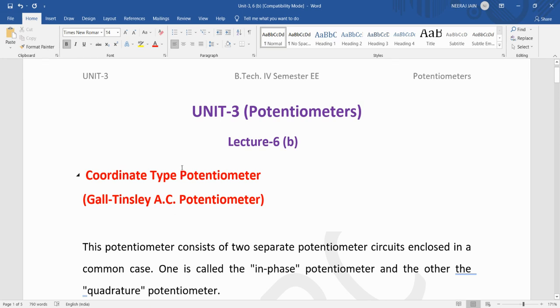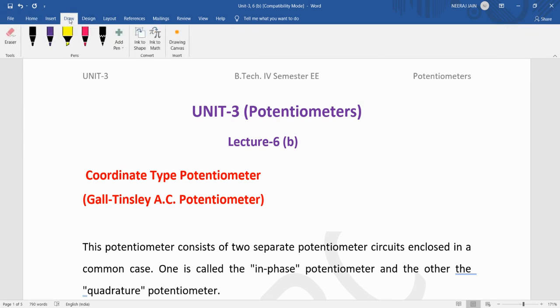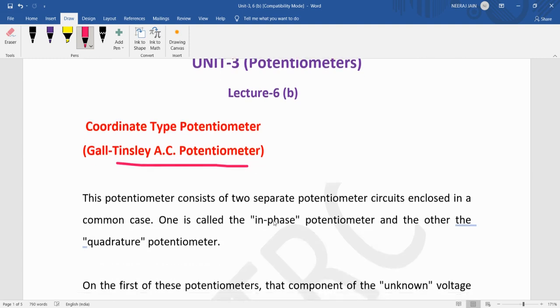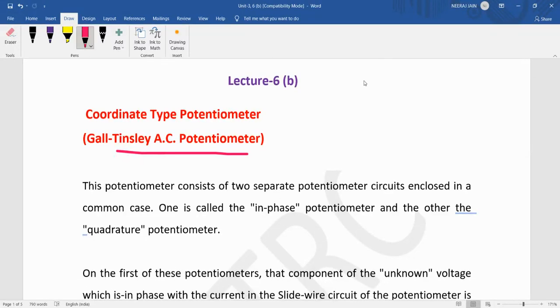Okay, dear students, today we are going to discuss the coordinate type potentiometer. Earlier, we discussed the polar type potentiometer, and the coordinate type potentiometer is the Gall-Tinsley AC potentiometer. So we are discussing it. Basically, in the coordinate type potentiometer, as we discussed, we measure the in-phase component and the quadrature component separately. So voltage is measured in two forms.